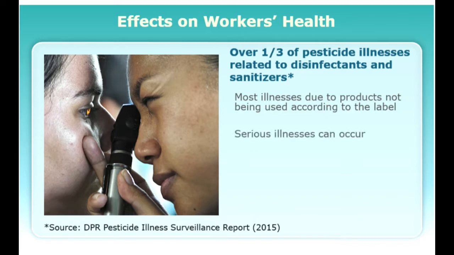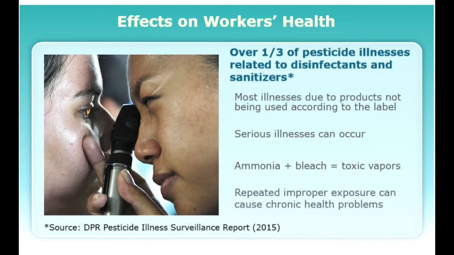For example, mixing antimicrobial pesticides with other products is dangerous because toxic gases could be released. For instance, mixing bleach and ammonia causes the release of toxic vapors called chloramines. And repeated improper exposure to sanitizers and disinfectants can cause chronic health problems for workers, like asthma.